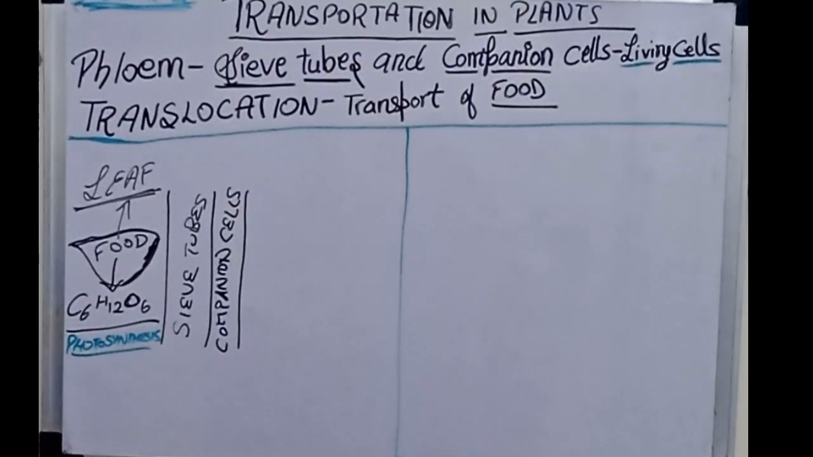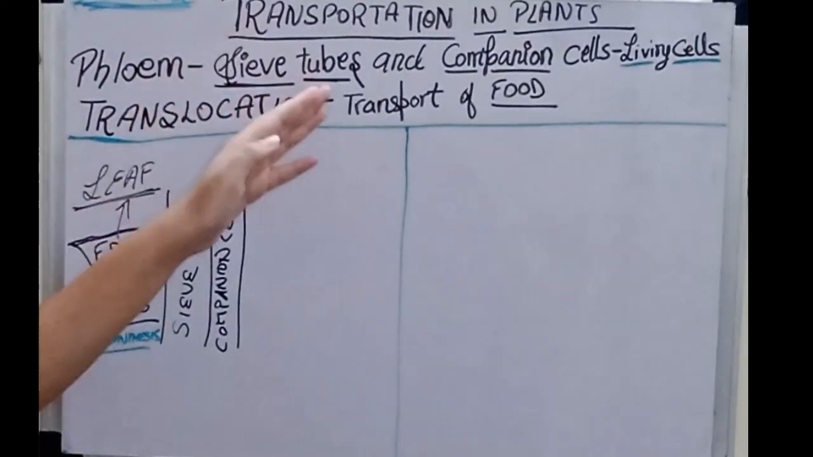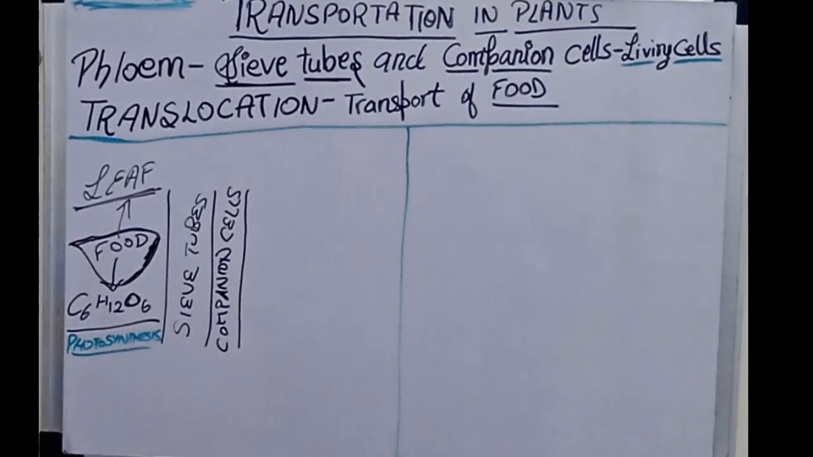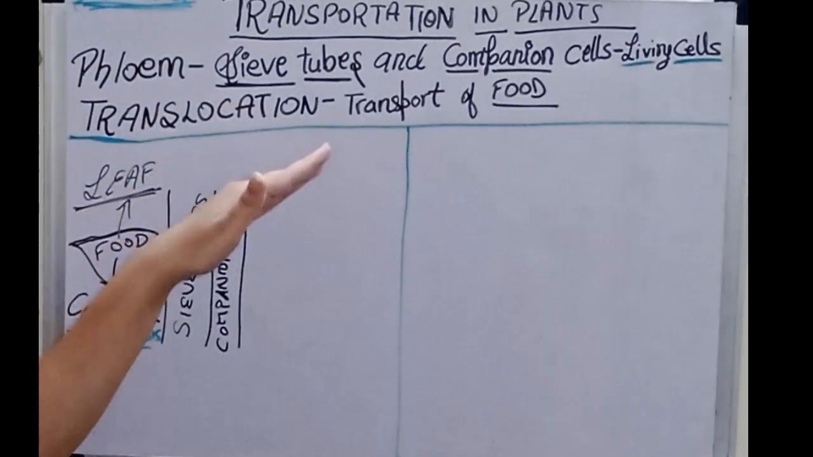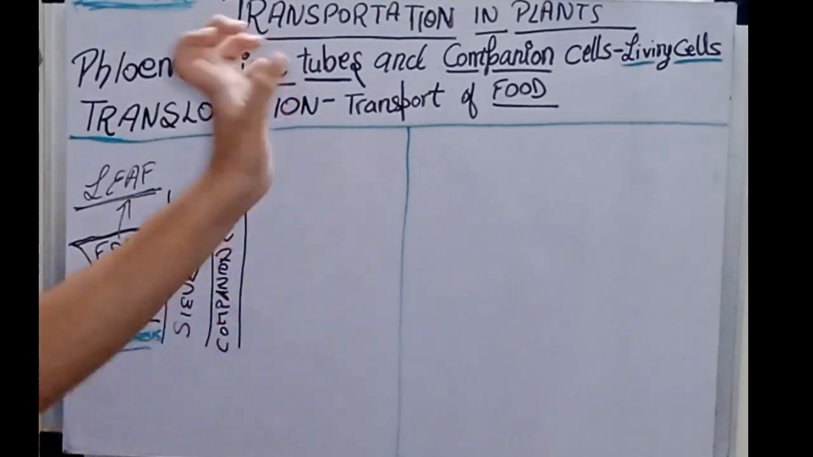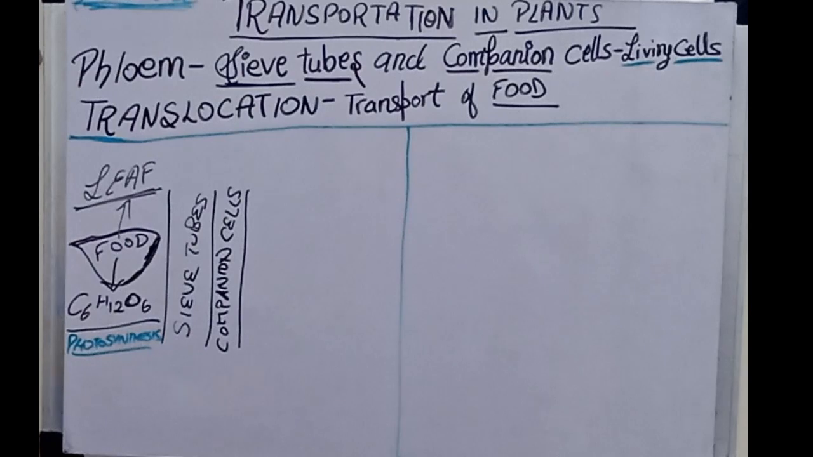Phloem is in charge of transportation of food, and to be more precise, sieve tubes and companion cells are the ones which transport food in plants. Translocation is a very important term. You need not get confused. Translocation means transportation of food. It can come in a one-word question. Okay, coming back to this, how does this whole process occur?